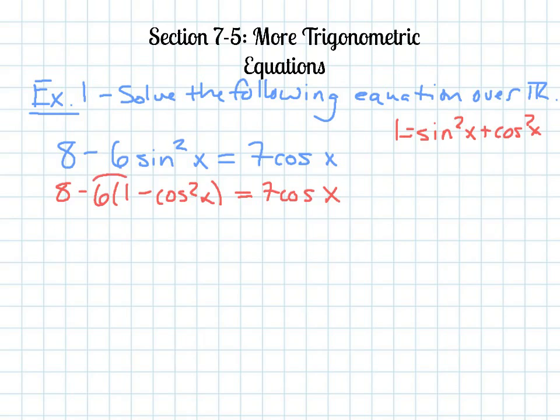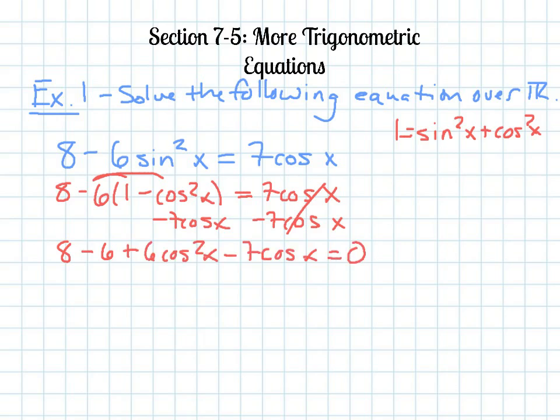So here I want to distribute the -6 through, and I want to subtract this -7 cosine to the other side so that I can make a trinomial. So here I get 8 minus 6 plus 6 cosine squared x minus 7 cosine x equals 0. So let's reorganize. So I get 6 cosine squared x, and then minus 7 cosine x, and then 8 minus 6 would be plus 2.